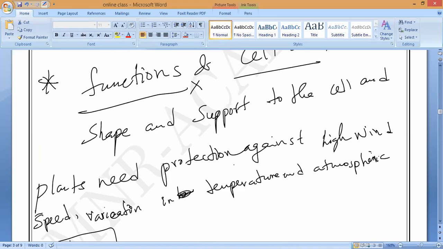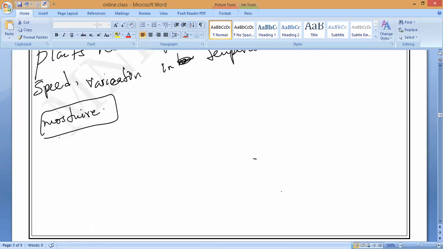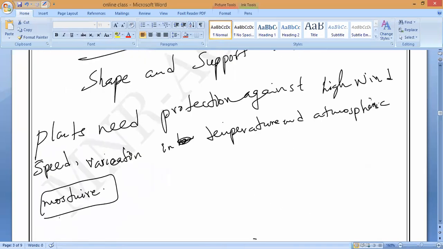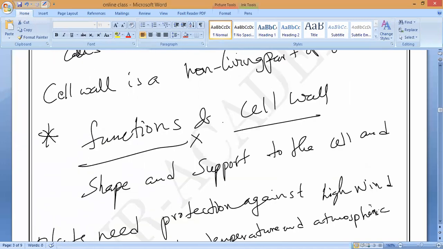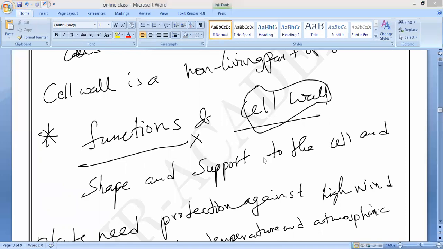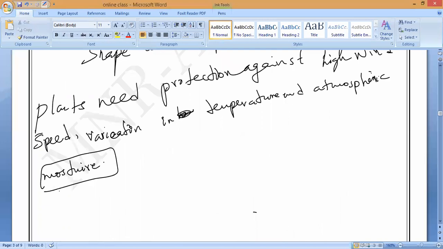It will protect, give the shape to the cell, and also give support to the cell. And the plants need protection against high wind speed, variations in temperature and atmospheric moisture. So all this is controlled by whom? It will give the protection to the cell. That is only the cell wall. Maybe you may get two more questions. Functions of cell wall, they will ask you that.